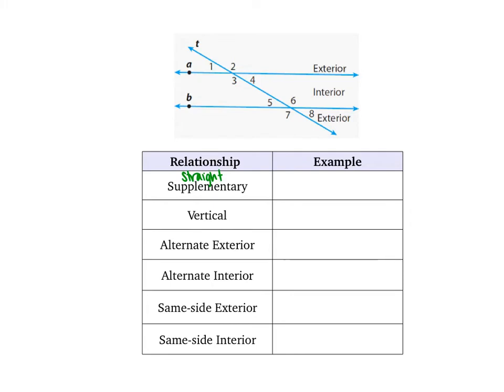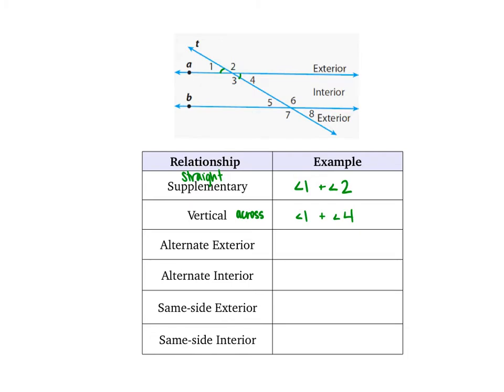The first ones that I saw were angle 1 and angle 2. Together, those create a straight line, so I know that they are supplementary and together equal 180 degrees. Remember, vertical angles are across from each other. Again, I have a lot of different examples, but the one I'm going to make note of is angle 1 and angle 4. They are across from each other in those pair of intersecting lines, and I know that they would be equal to each other.